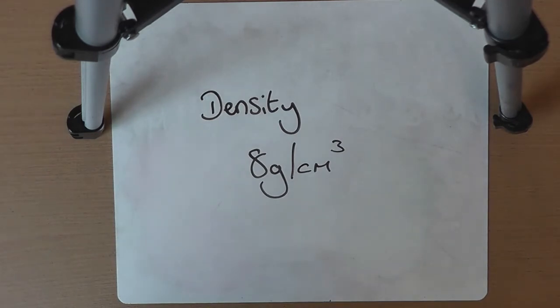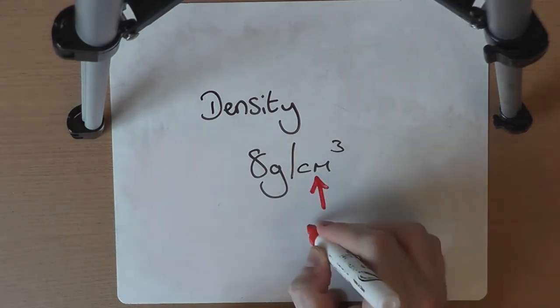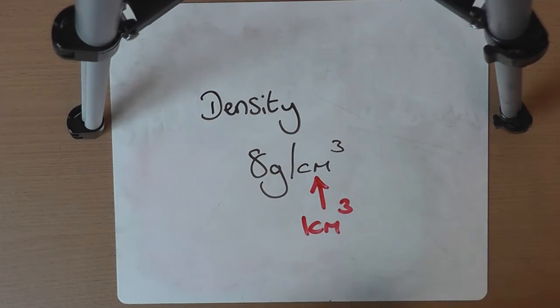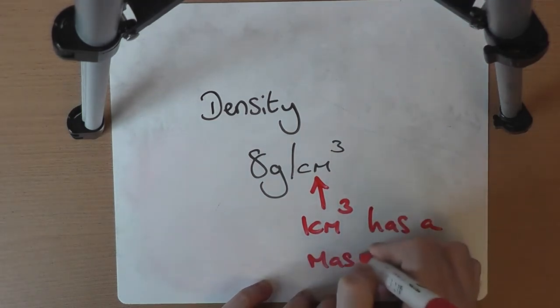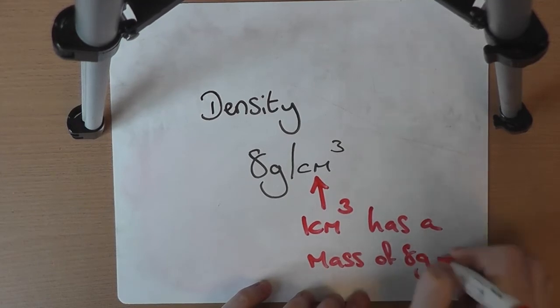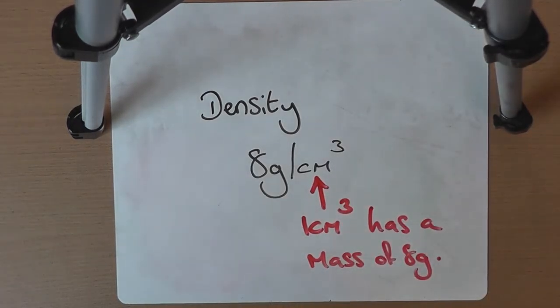If something has a density of, for example, 8 grams per centimetre cubed, what that means is that the object, the substance, the material, for each 1 centimetre cubed, that's a cube with 1 centimetre sides, has a mass of 8 grams. 2 centimetre cubes worth of it would have 8 grams in the first centimetre cube, 8 grams in the second centimetre cube, so that's 16 grams altogether, and so on. 8 grams per centimetre cubed, 1 centimetre cube's worth of that substance has a mass of 8 grams.